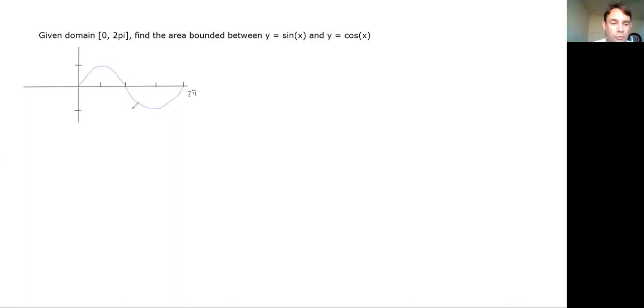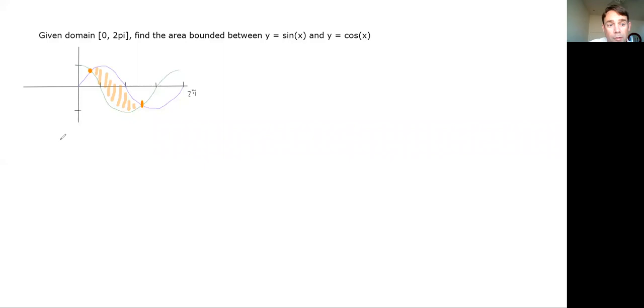And here is cosine. So in other words, what I'm asking you folks then is, what is the value from this point right here to this point here? What's the value in between these two curves? All right, we got this.